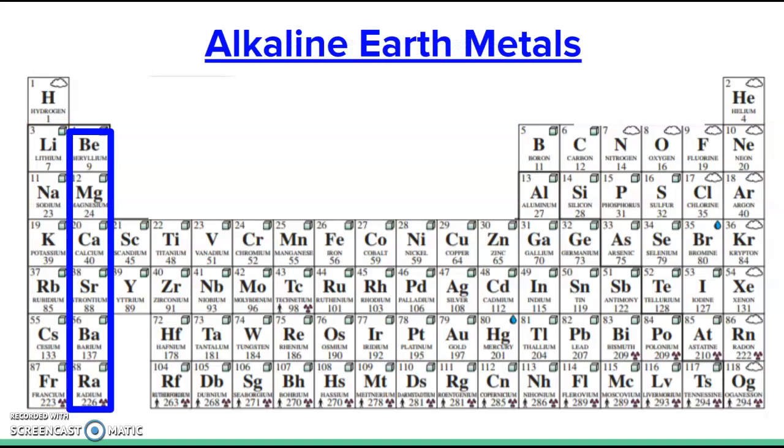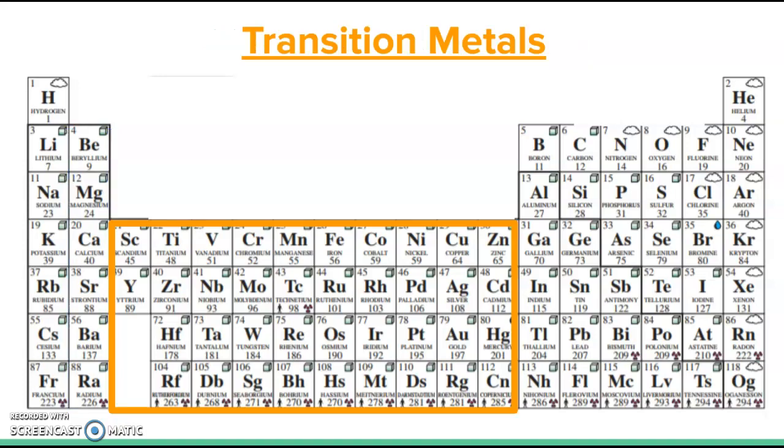The second column there, from beryllium all the way down to radium, is what we call the alkaline earth metals. The large block in the middle of the periodic table is what we call the transition metals. A lot of those you will probably recognize, like titanium and iron and nickel and copper and zinc and silver and gold and platinum. Lots of common metals there. Keep in mind that does not include those two rows at the very bottom. It's just that block on the top, the main part of the periodic table.